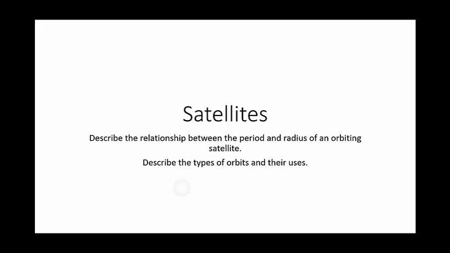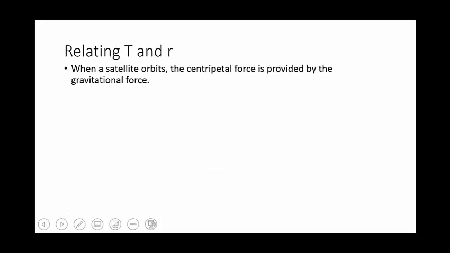Okay, so we're going to start by looking at the relationship between period and radius. When a satellite orbits, the centripetal force acting on that satellite is provided by the gravitational force from the planet that it's orbiting. So we take the equation for centripetal force, mv squared on r, and we equate it to Newton's law of gravitation, F equals GMm on r squared. We can then cancel down the m's and the r's so that we're left with v squared is equal to GM on r.